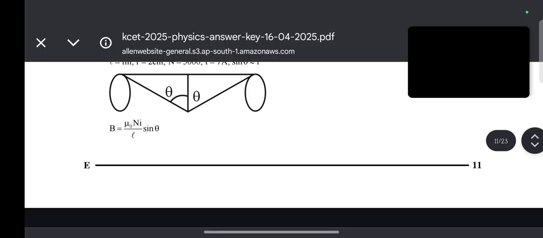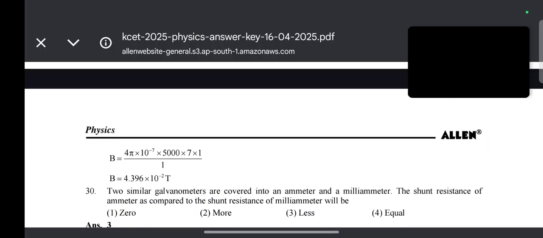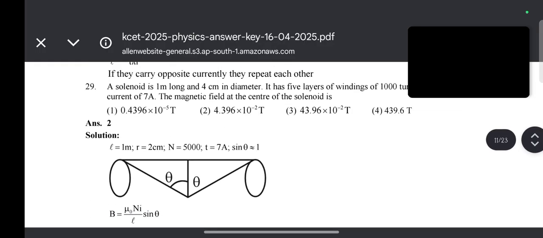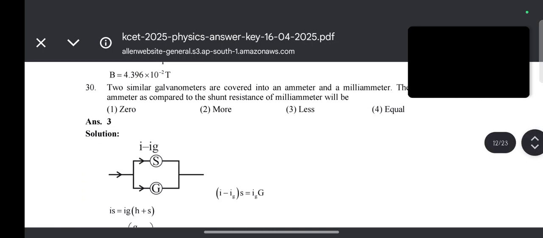So B is equal to mu naught N I by L into sin theta. So therefore B is equal to 4 pi into 10 to the power minus 7 into 5000 into 7 into 1 by 1. So therefore it is equal to 4.396 into 10 to the power minus 2 T. So therefore the option is option 2.